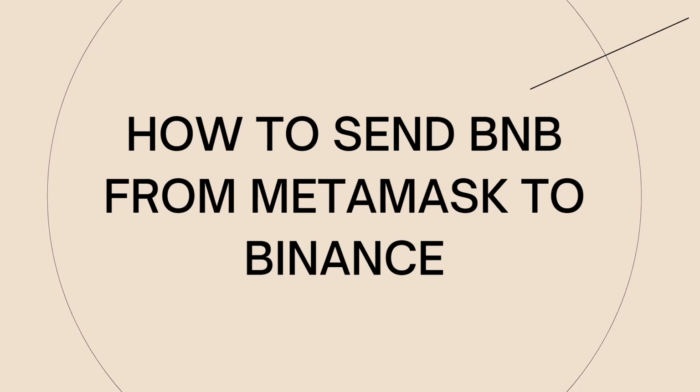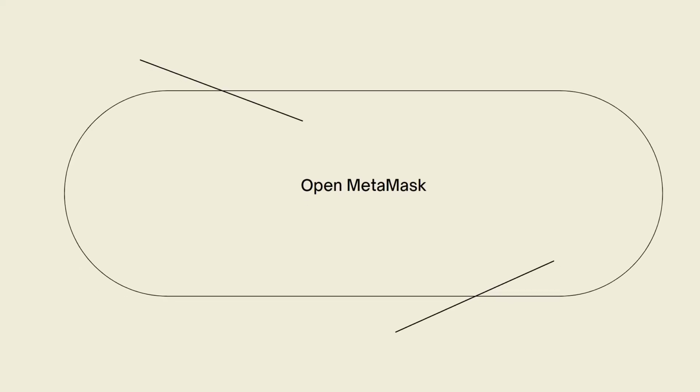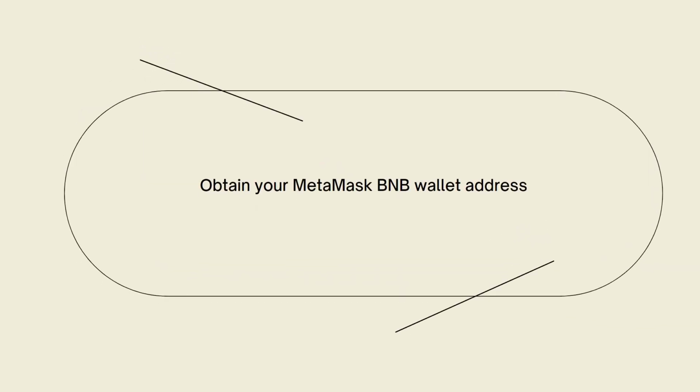So first of all, what you need to do is to open MetaMask. So launch the MetaMask browser extension or mobile app and ensure you are logged into your MetaMask wallet. Now you need to obtain your MetaMask BNB wallet address. So in MetaMask, navigate to the BNB wallet or the wallet that holds your BNB. Click on the Receive or Copy button to obtain your BNB wallet address. Copy the address to the clipboard.